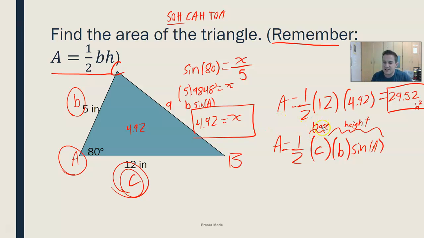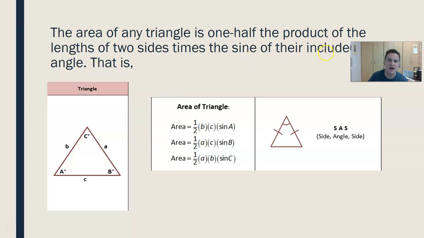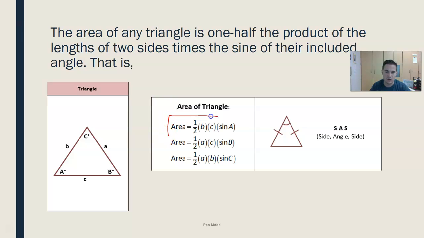And this is going to lead us to discover a formula for finding the area of any non-right triangle where we know a side, another side, and the included angle. So the area of any triangle is 1/2 the product, or multiplying, the lengths of two of the sides times the sine of their included angle. So this right here was the formula that I just did on the previous page. We had sine of angle A, we had side B, and side C. So area is equal to 1/2 times B times C times sine of A.